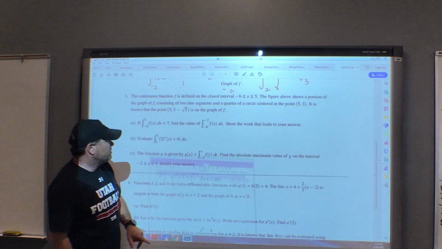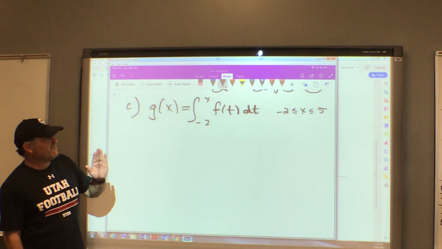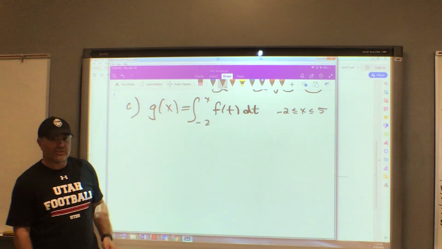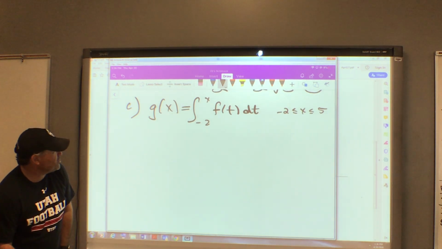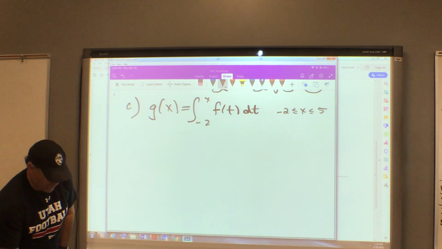Okay, fair enough. So that means we really only have to check -2, 5, and any points where we are a 0. And I think they awarded you a point for this statement.